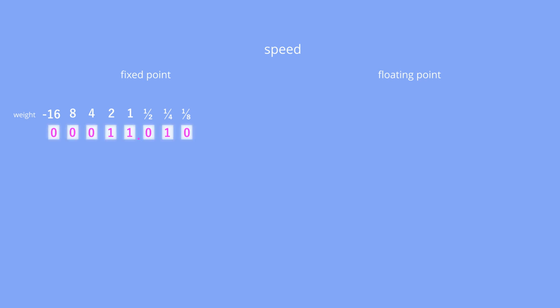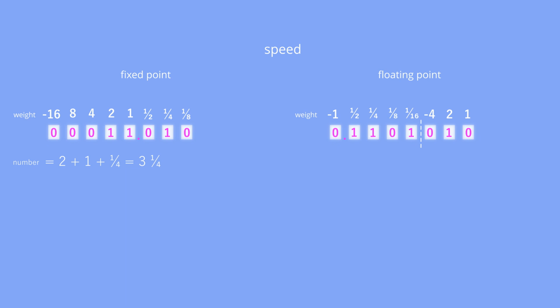Let's talk about speed, the first advantage of fixed point. For example, we have 8 bits for a number in both fixed point and floating point. Let's calculate this number in fixed point. 2 plus 1 plus 1 over 4 equals 3 and 1 over 4. Fixed point notation consists only of mantissa and has no exponent, so there is no need to multiply mantissa and exponent. Let's calculate the same number in floating point.